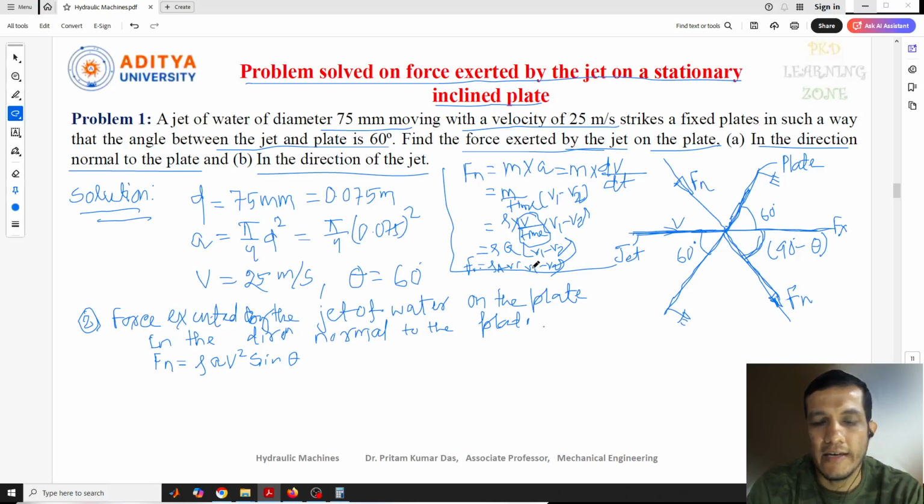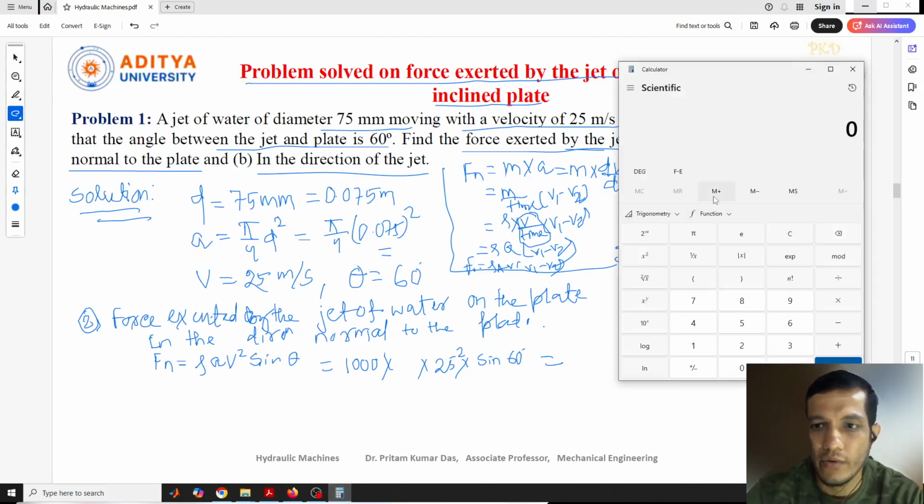Again, here initial velocity minus final velocity, the velocity in this component. So by that we have identified this equation. So very simple, we need to calculate this. Rho, we know that this is water, we can consider this as 1000. Area we need to calculate here. Then velocity value is already given, this is 25 square into sine 60 degree. So then we can get the answer.